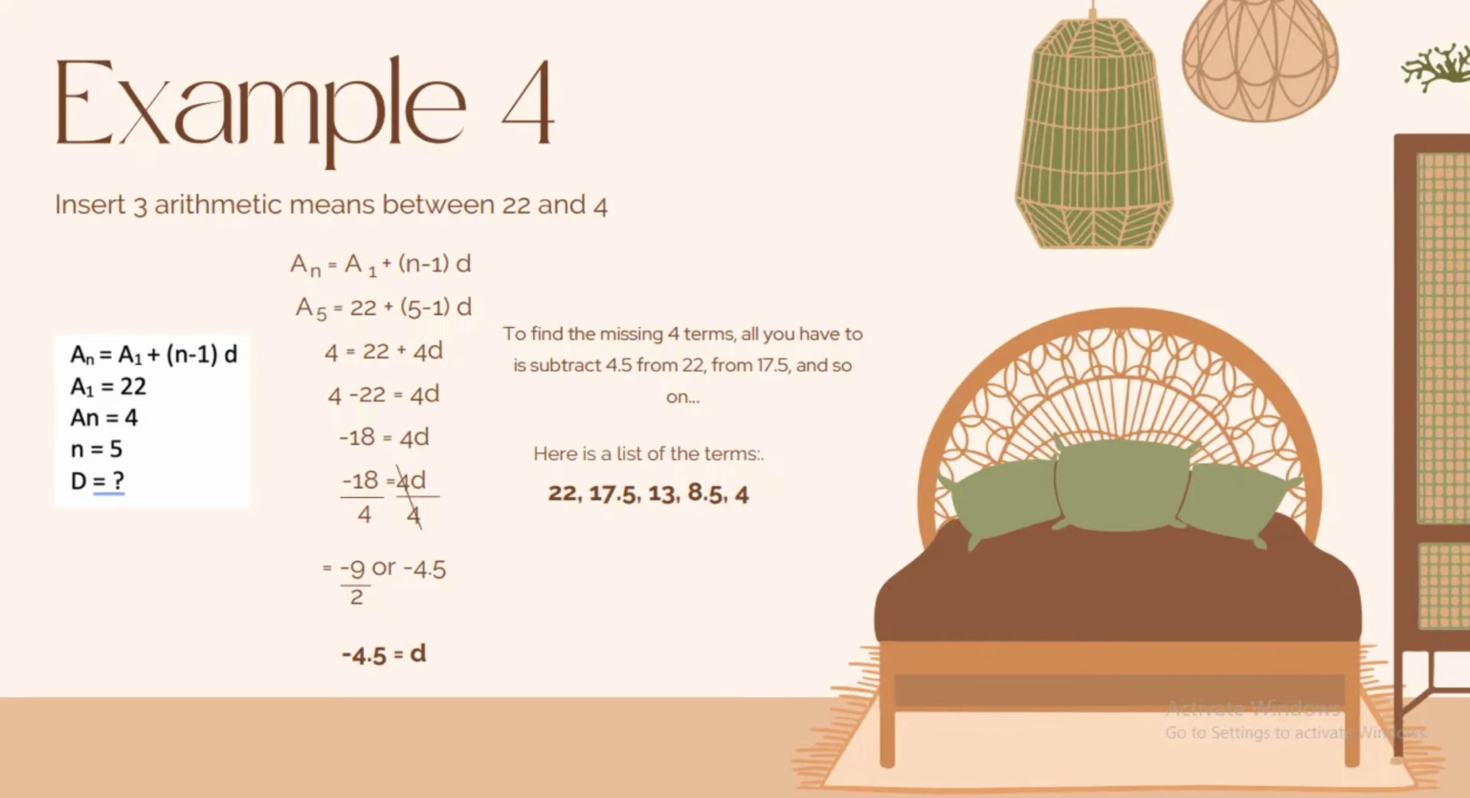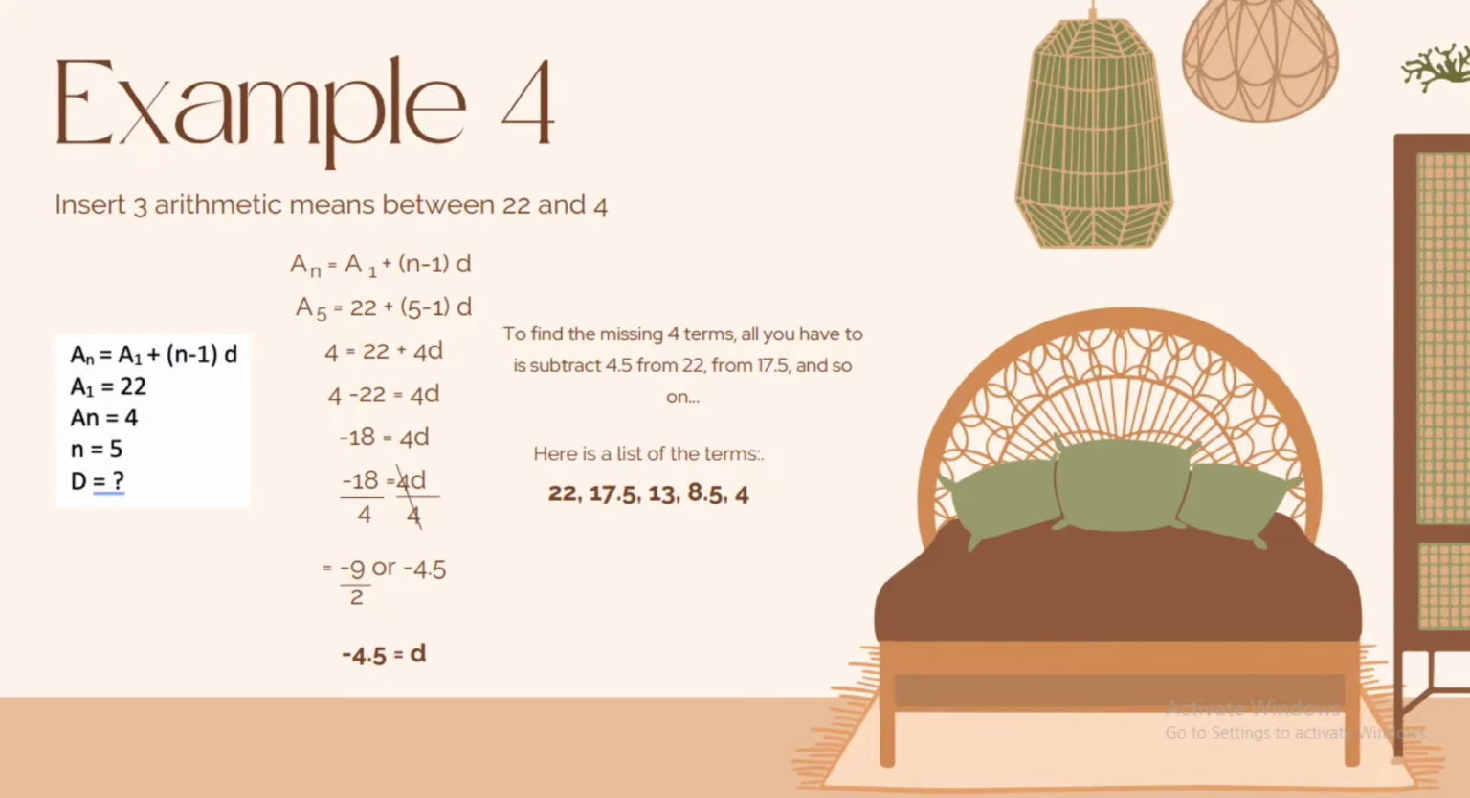a sub n is equal to a sub 1 plus n minus 1 times d. a sub 5 is equal to 22 plus 5 minus 1 times d. Change a sub 5 to 4 and let's continue. 4 is equal to 22 plus 4d. Transpose 22 and we'll have 4 minus 22 is equal to 4d. 4 minus 22 is equal to negative 18. Negative 18 is equal to 4d.